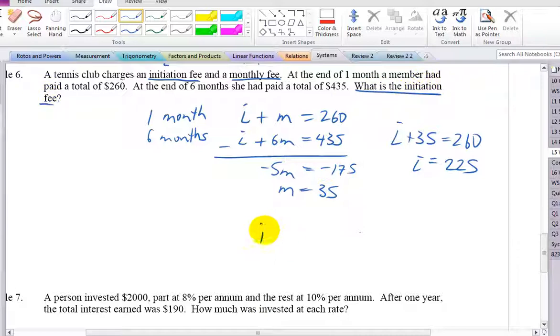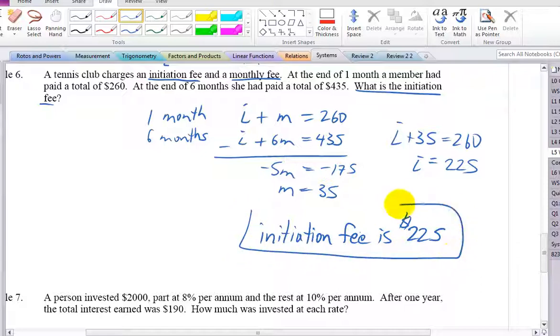Okay. So you sometimes will find the monthly fee first. No big deal. I always find them both and then go and look at the question again. Initiation fee is $225. Okay, something to look forward to after high school. Any questions? What's that?